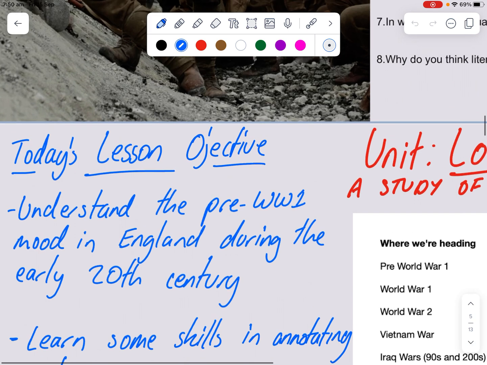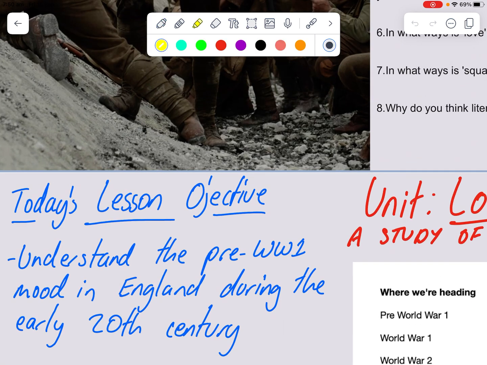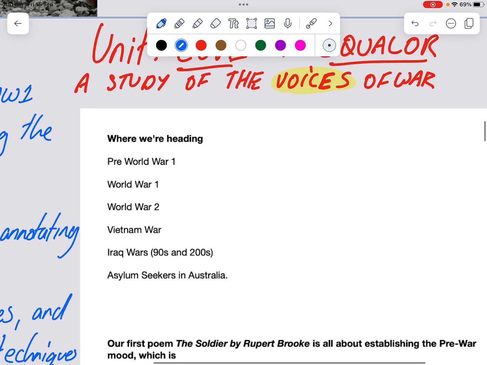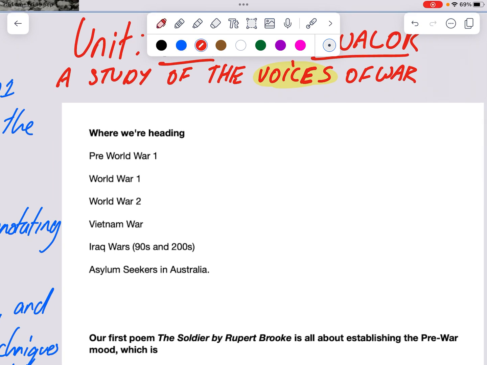So today's lesson objective, what we're trying to do today is, firstly, we're just going to be understanding the pre-World War I mood in England during the early 20th century. This is really important for us to get our bearings because we're going to be doing a lot of text from all these wars here, starting from pre-World War I and moving to World War II, the Vietnam War, 2 Iraq wars, and then we're going to look at some asylum seekers in Australia. Now, we probably won't have time to do all of this, but we really just want to start here and go, rightio, let's get our bearings.